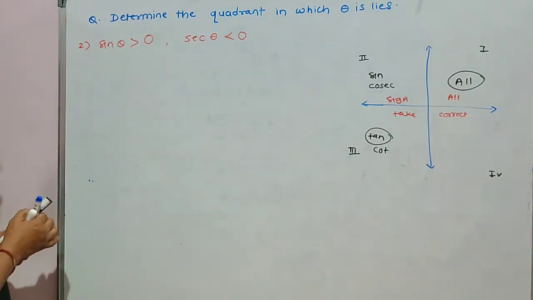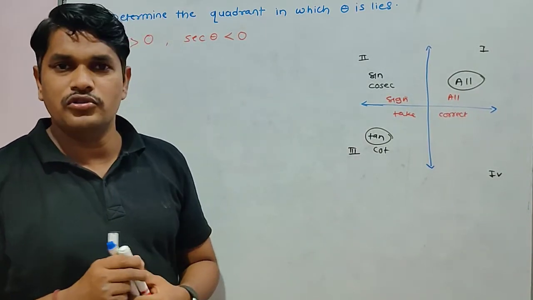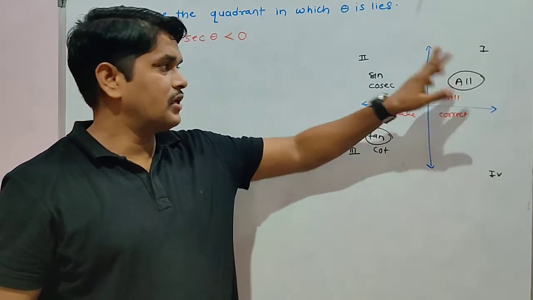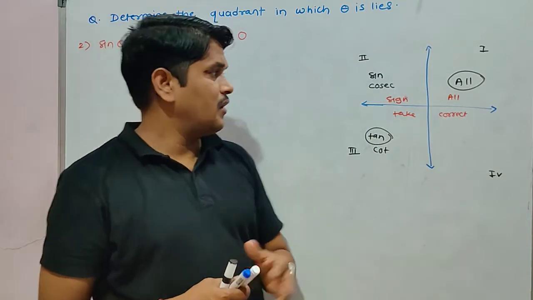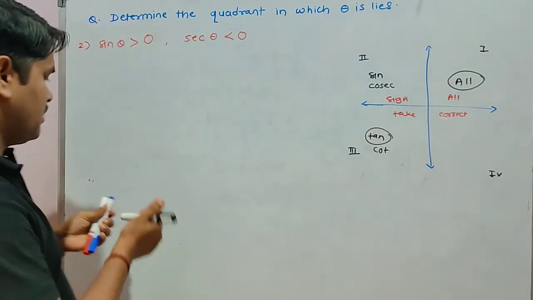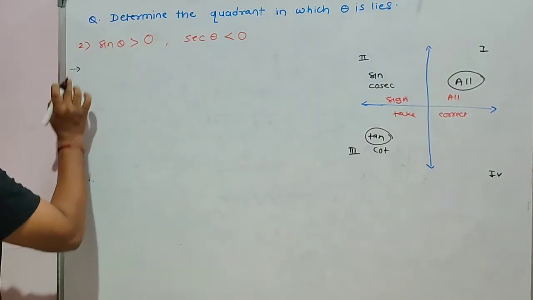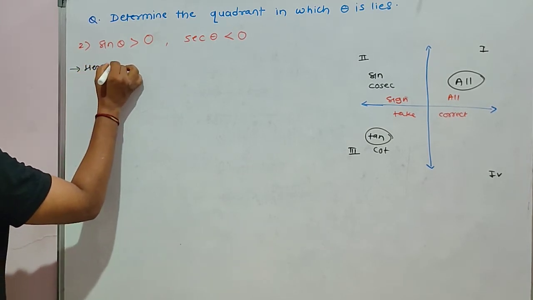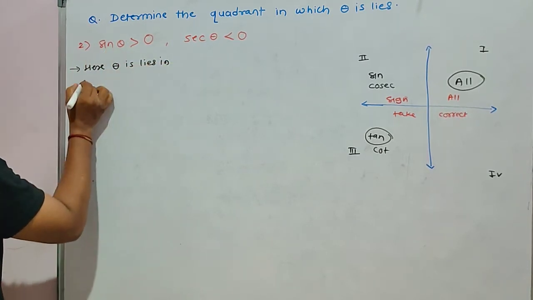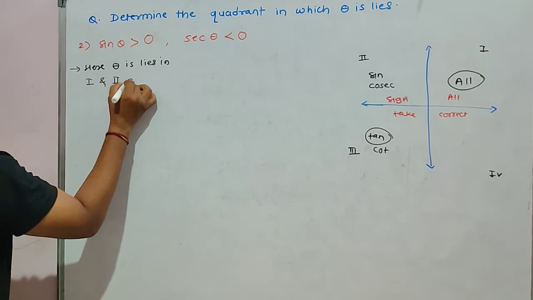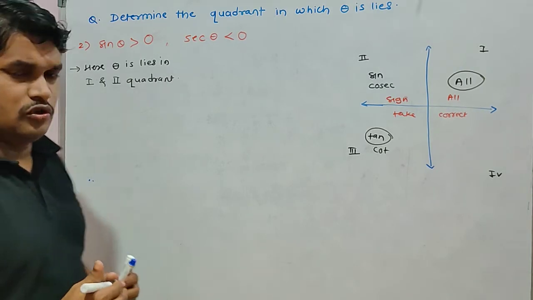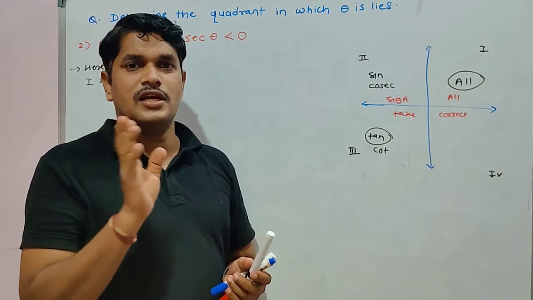So first we solve for sin theta. In which quadrant is sin theta positive? We know that in the first quadrant all trigonometric functions are positive. So we first get the first quadrant. Now in which other quadrant is sin theta positive? Again sin theta is positive in the second quadrant. So we can write, for this one, theta lies in the first and second quadrant. This is for sin theta greater than 0. Understood? Where will sin theta be positive? In the first and second quadrant.